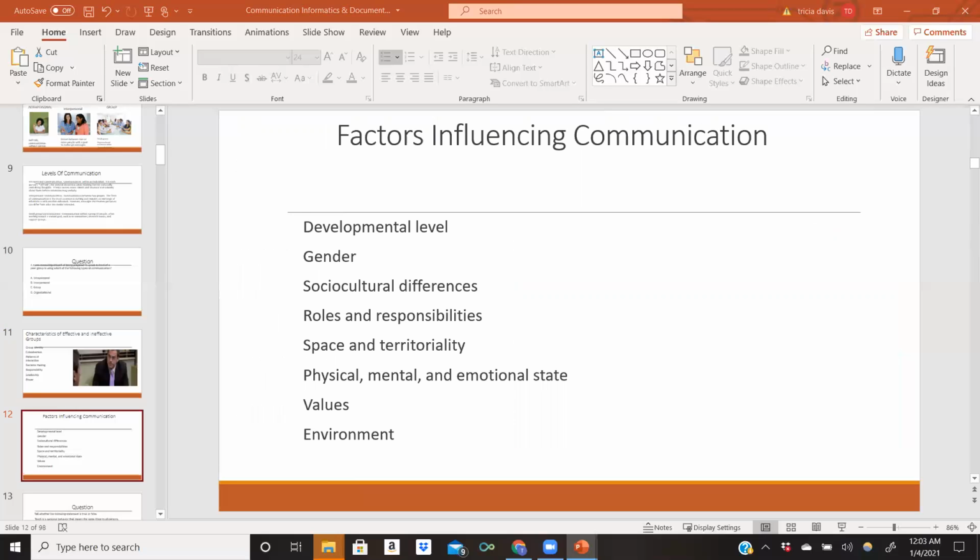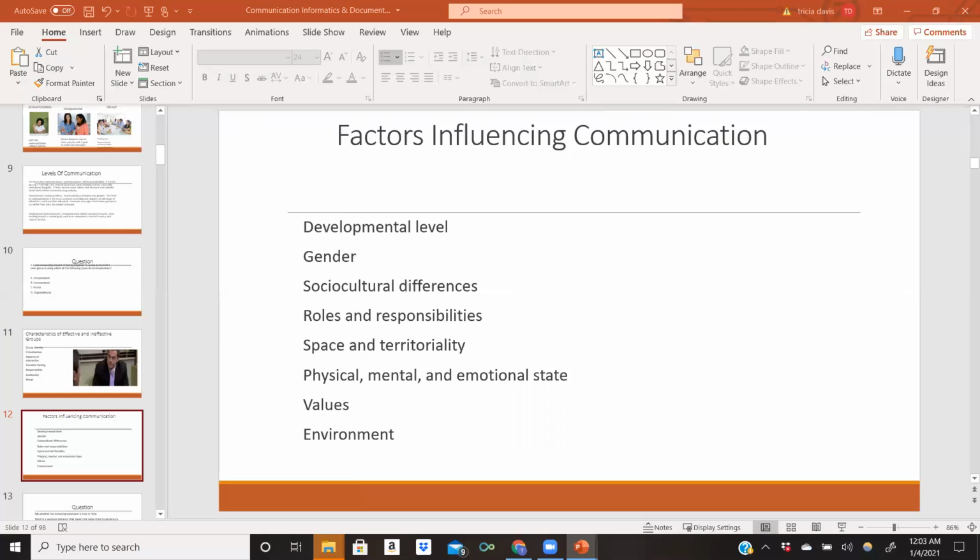Factors that influence communication. So we talked a little while ago about developmental level. The rate of language development is directly correlated with a patient's neurological competence and their cognitive development. It's helpful to understand the process of language development and the stages of intellectual and psychosocial development. It's going to help you communicate effectively with not only your patients, but their family members of all age ranges, from young to old.